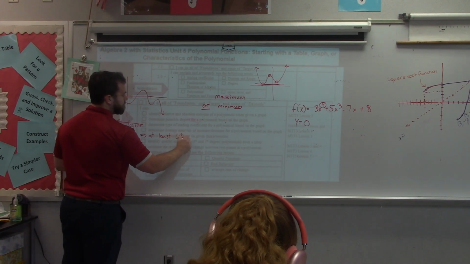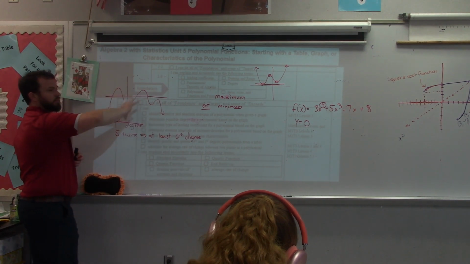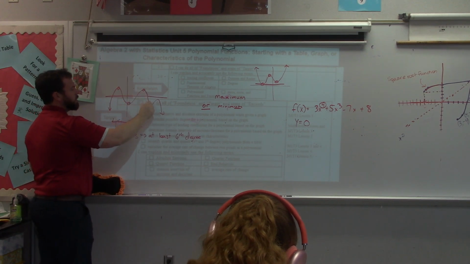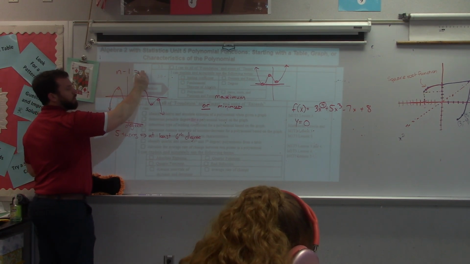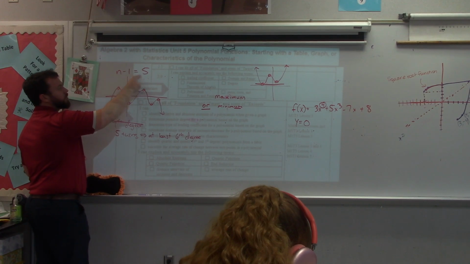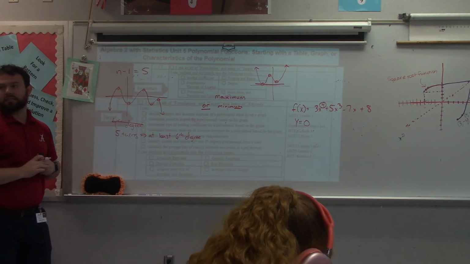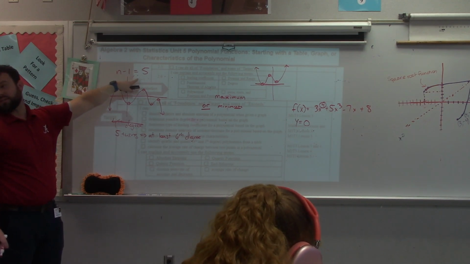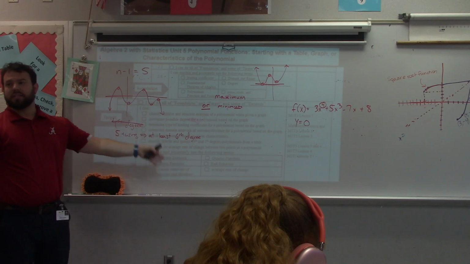What you got? So remember, I made this graph here. And so I think as Deanna noted, hey, it has five turns here. And remember, the maximum number of turns is n minus one. So that'd be four. So if n minus one is five, what has to go here to get five? Six. The degree has to be at least six. Notice, if you write this out, you put a four there, four minus one does not equal five. So, yes, sir. It has five turns, it's at least sixth degree.